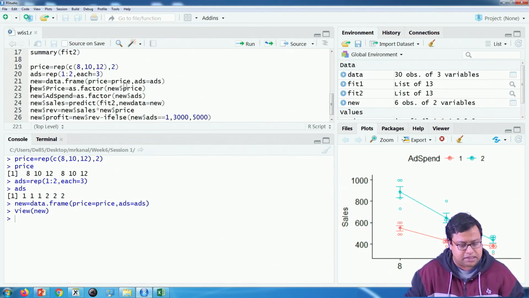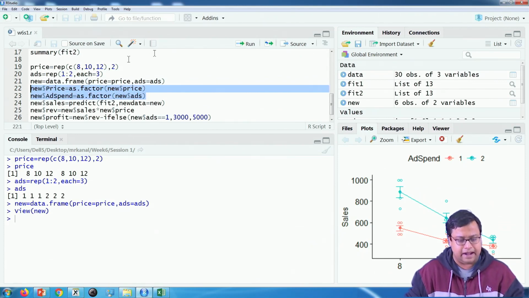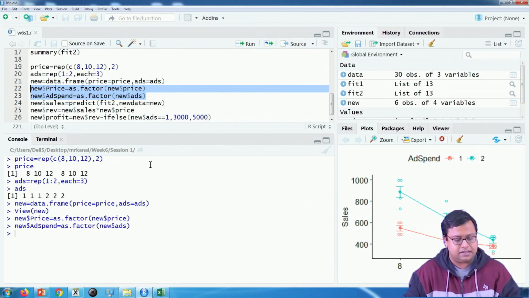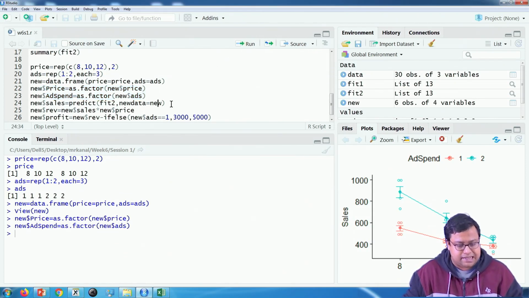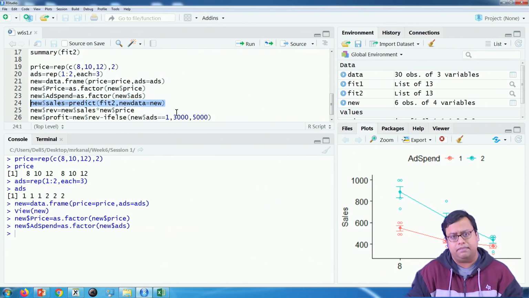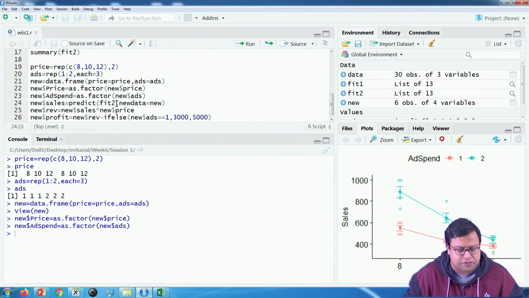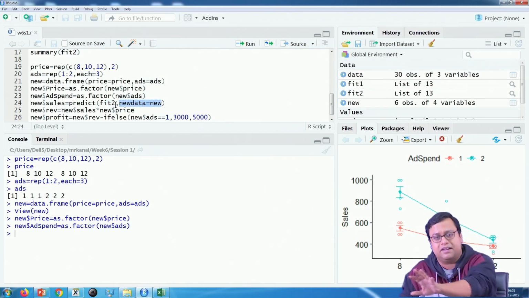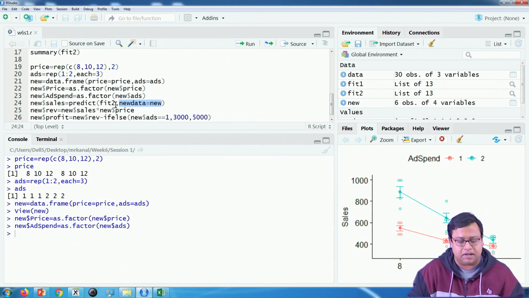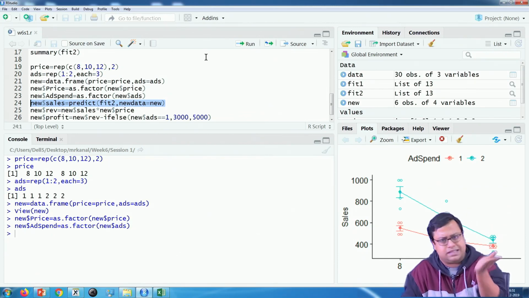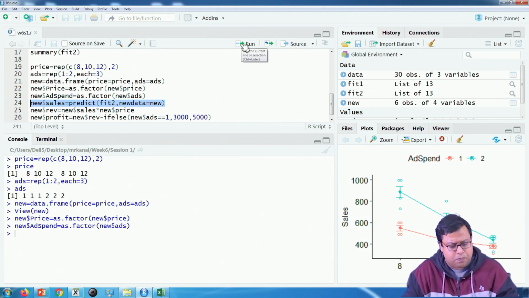Now, based on these combinations, I will change them to their factor form, and the names have to be similar to the model: Price with capital P, and ad spend, as a factor variable. Based on these 2 variables, you would see here I am using the predict function of lm. In linear regression, there is a predict function to predict using the model. The model name is fit2, and newdata is equal to new. The new data set that I have created will be used as my data for the prediction, so that sales gets generated for all the 6 observations, and that is populated in the new data.